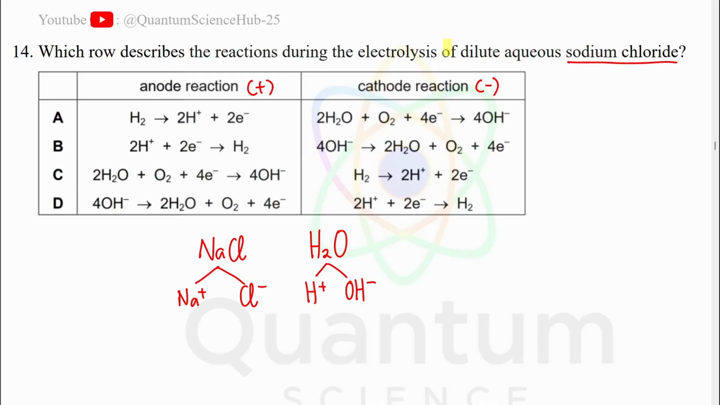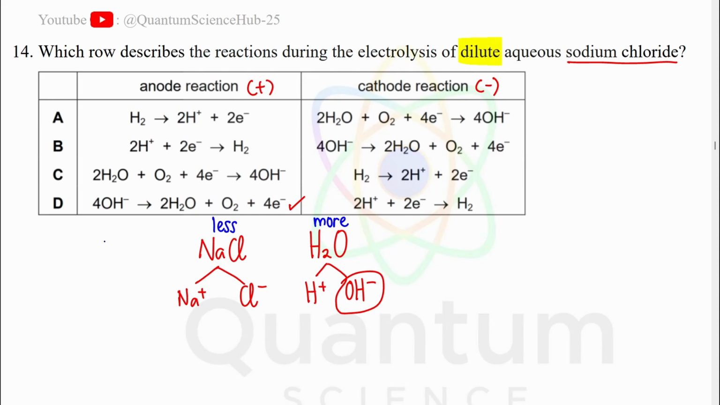So the clue here is dilute, okay? So that means in dilute, you have more water. So the water here is more while the NaCl here is less. Again, if it is dilute, that means you have more water. So that's why we are taking the OH-. So the OH- is taken at the anode. So this one. What about the cathode?